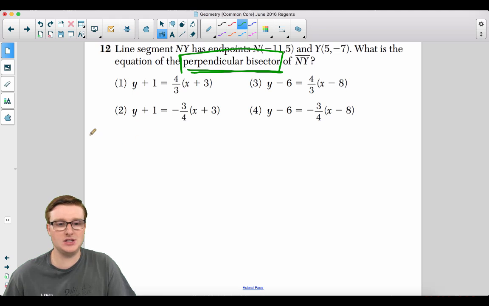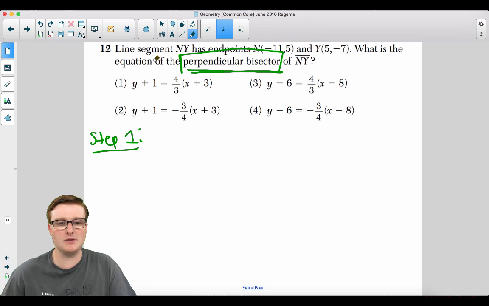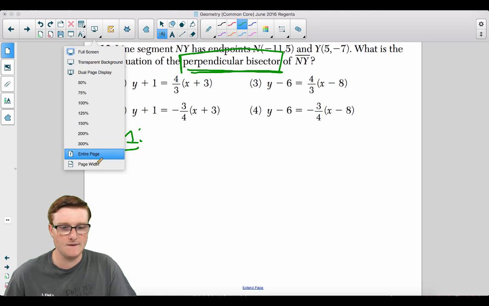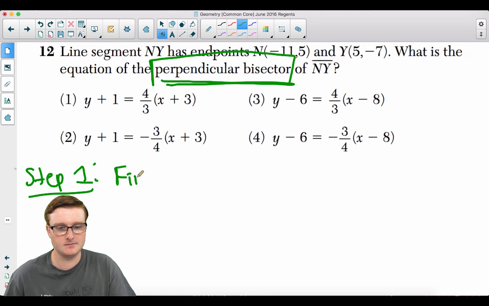So this is what we have to do. There are 4 steps in order to accomplish this task. So here we have step 1. Step 1 is to find the slope of the original line. Okay? Find the slope of the original line.